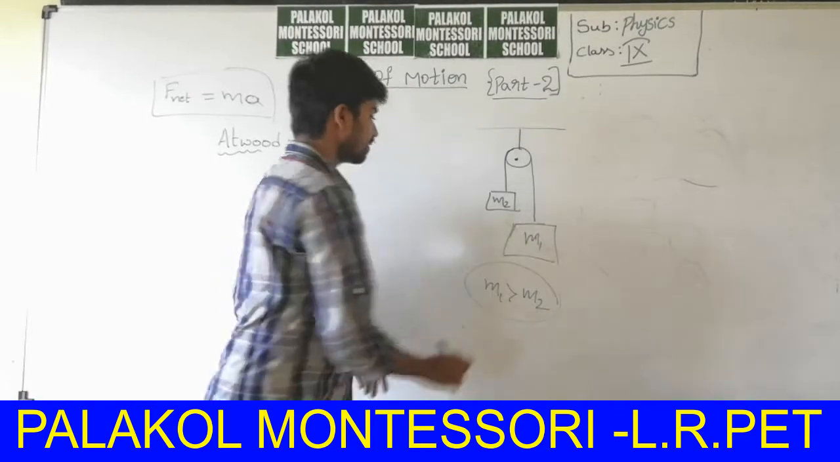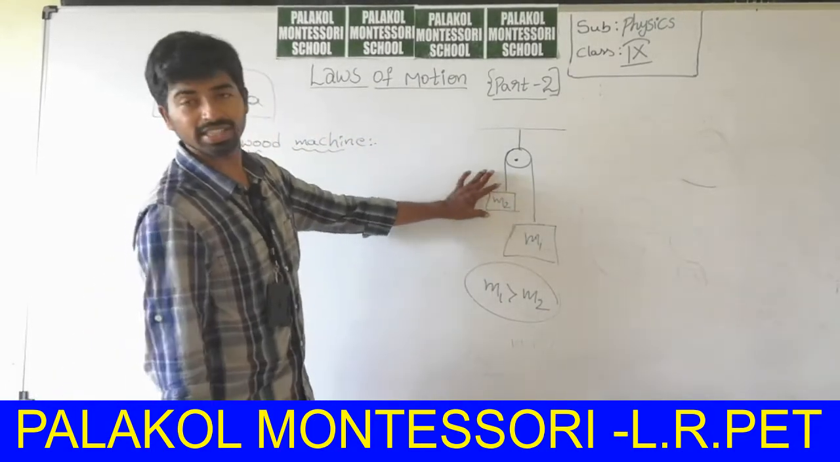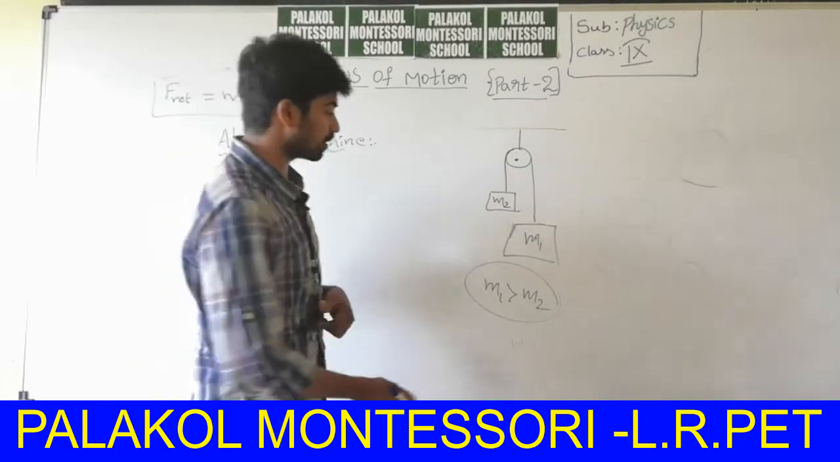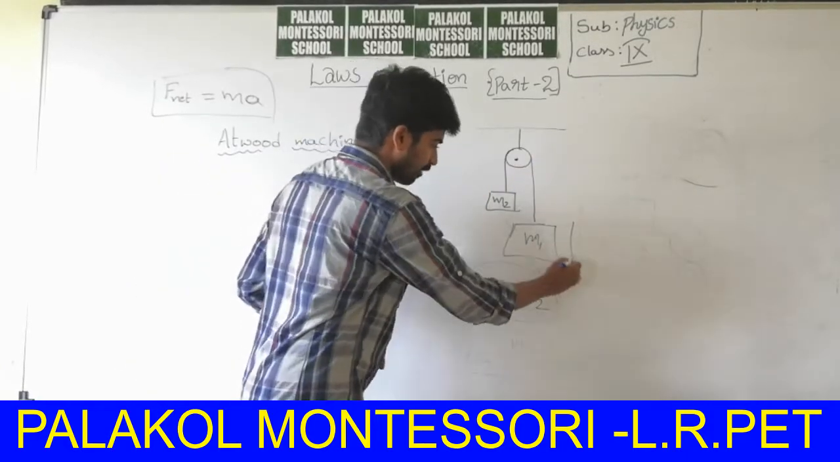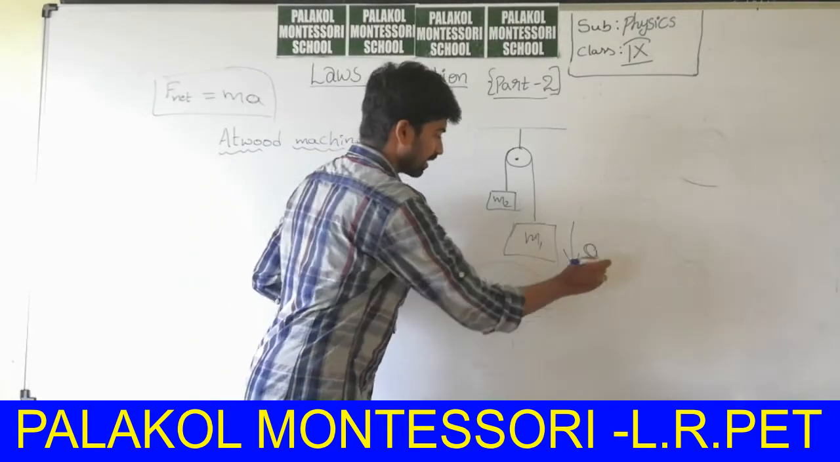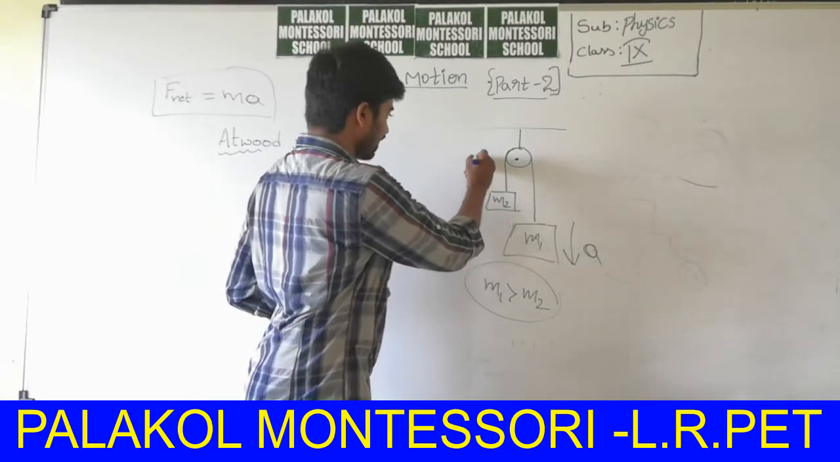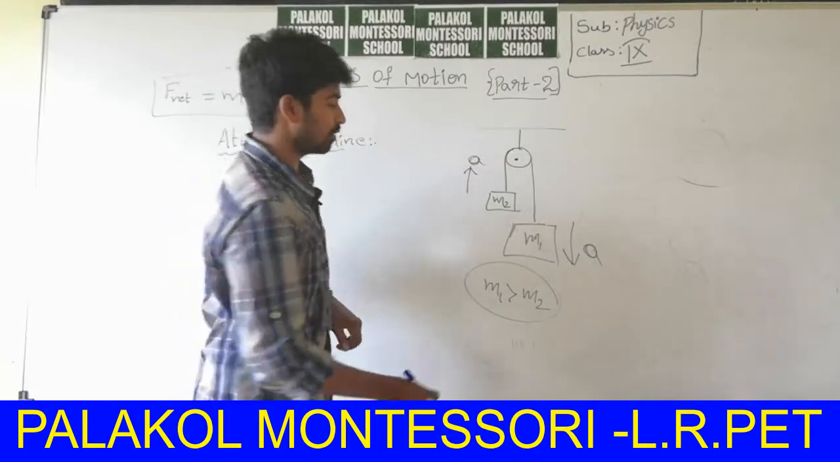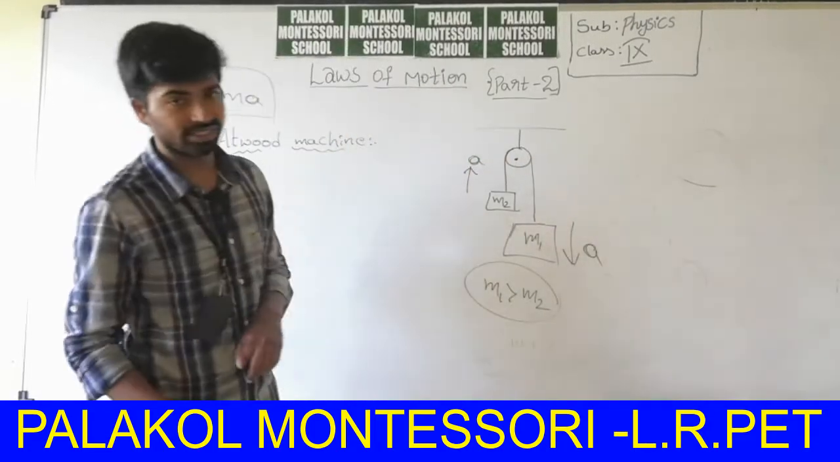So, this is larger. Since m1 is larger, what will be the direction of motion? It will move in this direction. m1 will accelerate in this direction and m2 will accelerate in this direction. So, let us find out these accelerations.